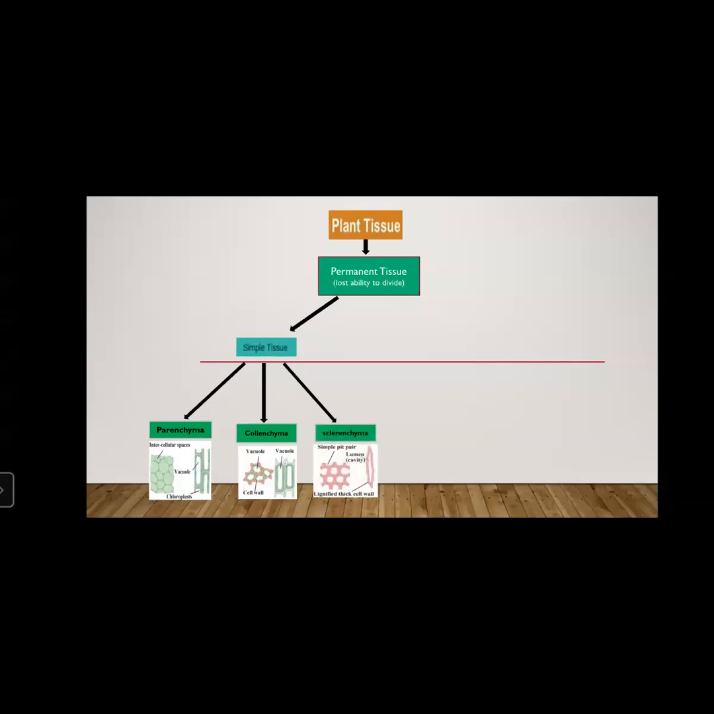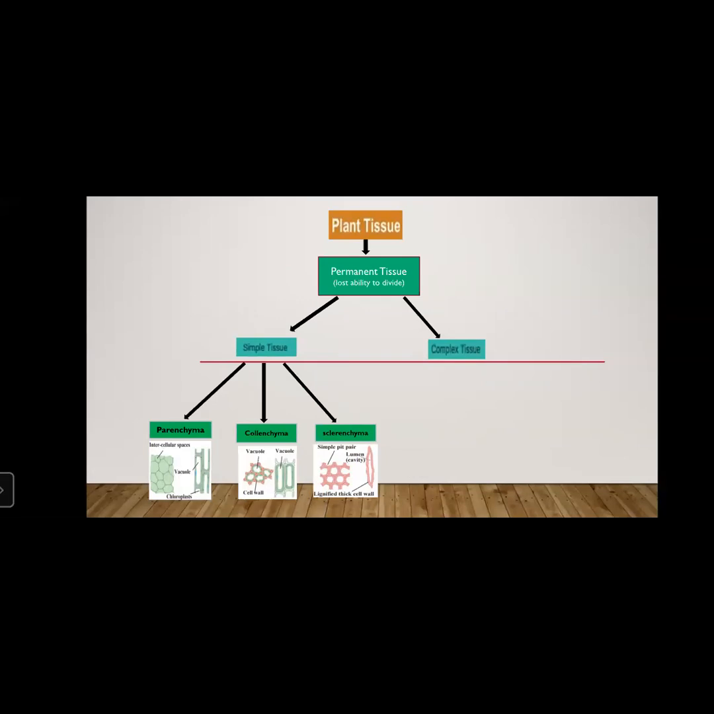Third is sclerenchyma, which have elongated spindle-shaped cells. They are also called as dead cells or dead tissue. Cell walls are thickened with the deposition of lignin. They function in providing rigidity and support to the plant or the plant tissues.